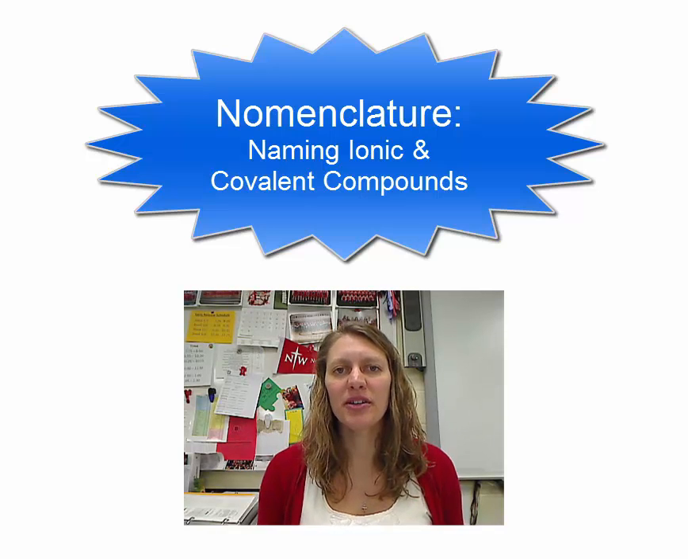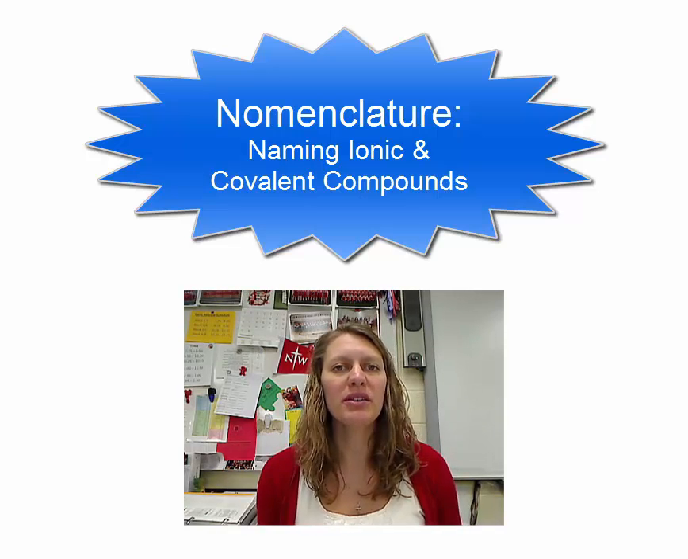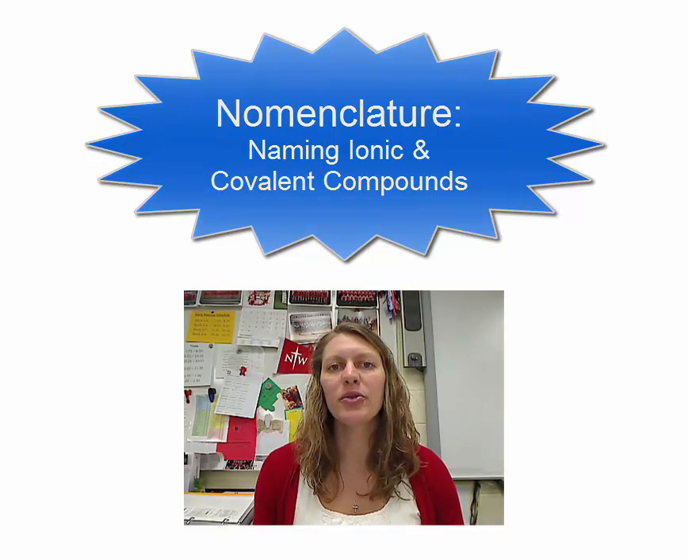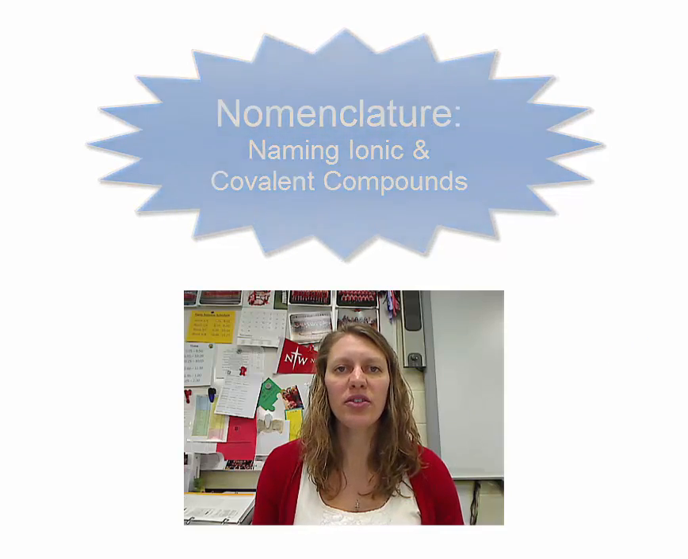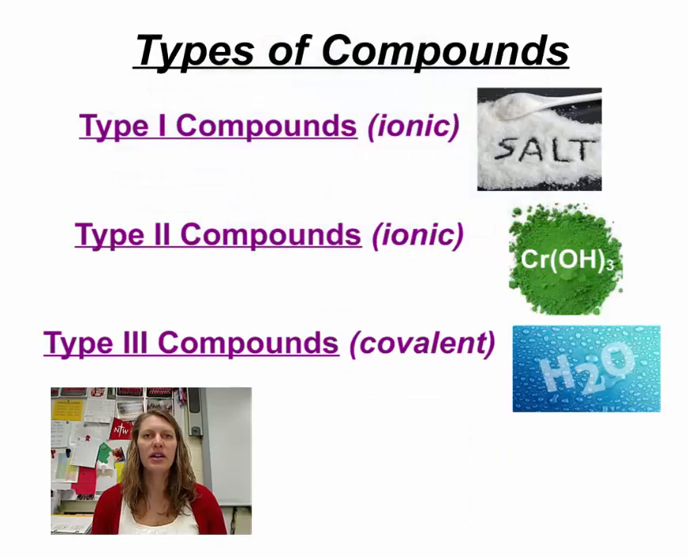Today, in the second part of the nomenclature video, we're going to be looking at how we name covalent and ionic compounds, and how we also write their formulas based upon their names. So the first thing to know here is that we have three different types of compounds. We have type 1, 2, and 3. And as listed here, type 1 and 2 are both ionic compounds.